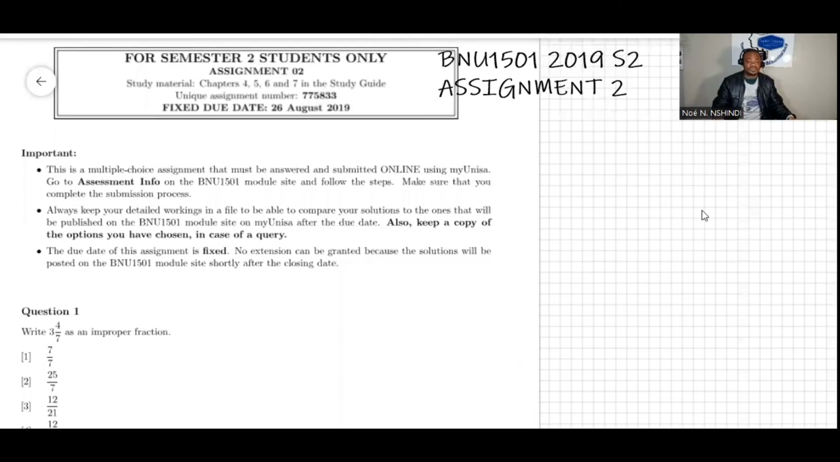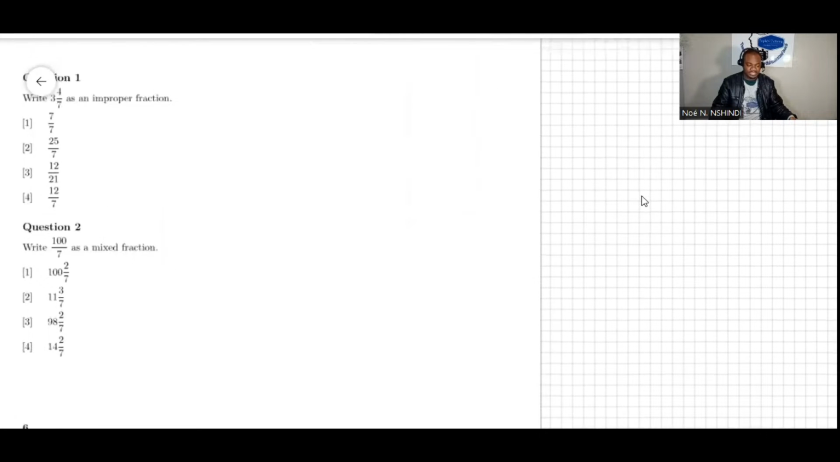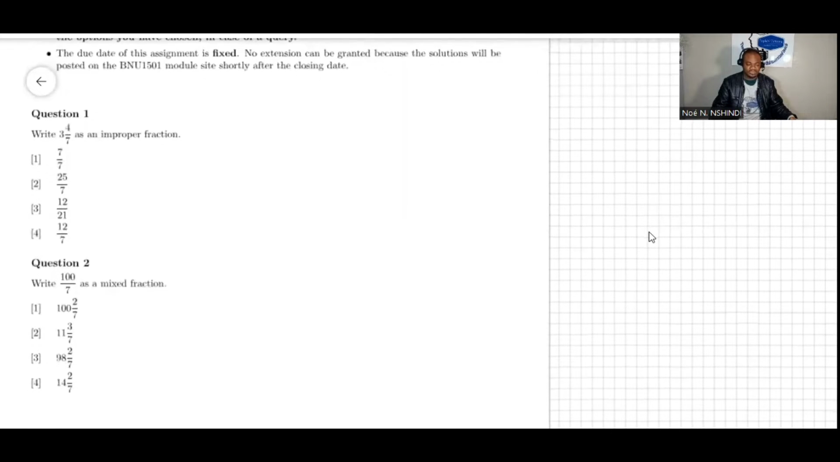Well, this is BNU 2019 semester 2 assignment number 2. There is some important information here which I will skip, because I know you're going to read it, and I'm going to move straight to the questions. On this page, question 1 and question 2.